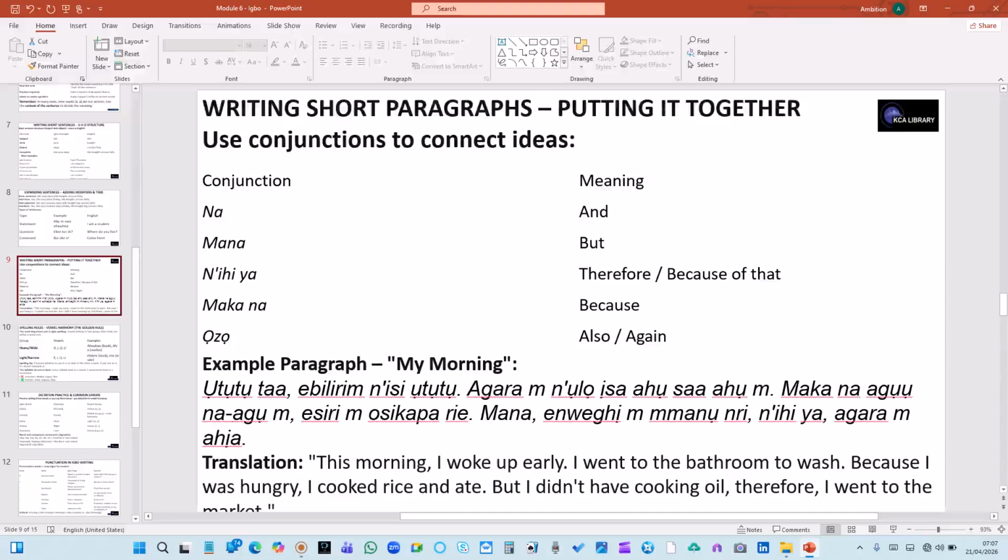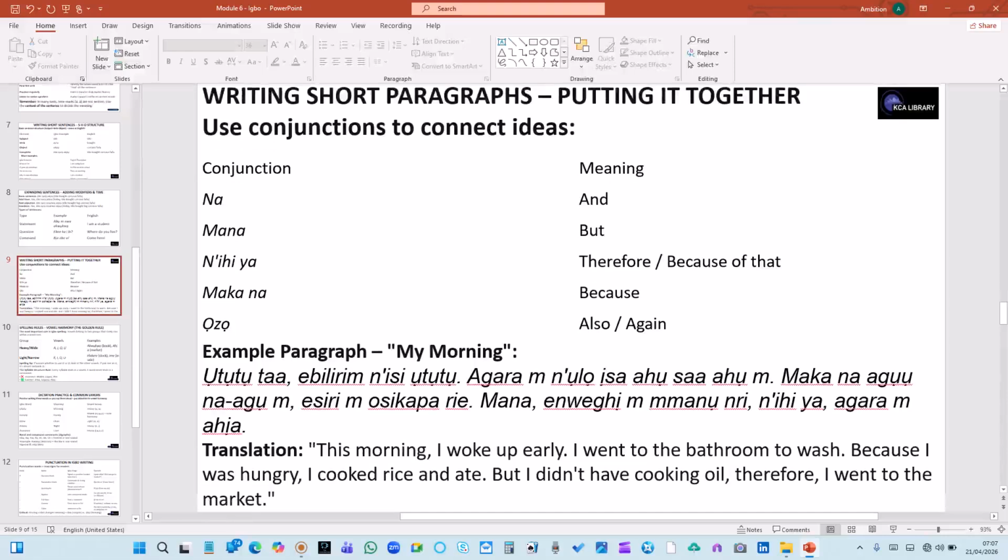The translation here says that this morning I woke up early. I went to the bathroom to wash. Because I was hungry, I cooked rice and ate. But I didn't have cooking oil. Therefore, I went to the market. So this is the short paragraph that involves the use of conjunctions in the Igbo language.